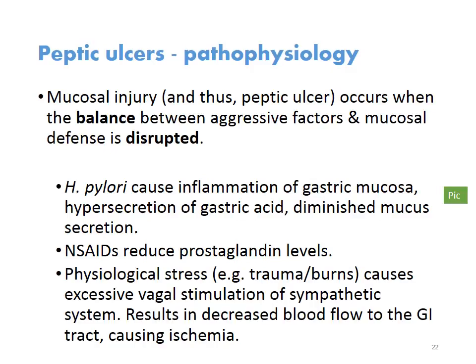Physiological stress can also cause peptic ulcers in patients who are critically ill. For example, someone who is involved in a serious accident or has a serious burn injury. Stress causes the sympathetic nervous system to be activated. When the sympathetic nervous system is activated, more blood will flow to the brain and to the muscles. The GI tract is considered less important, so less blood flows to it, and this can lead to ischemia.